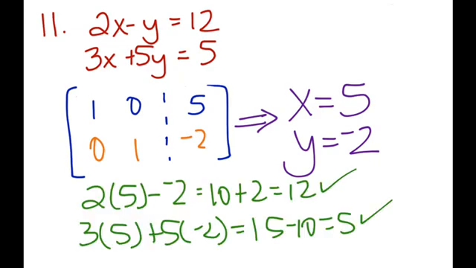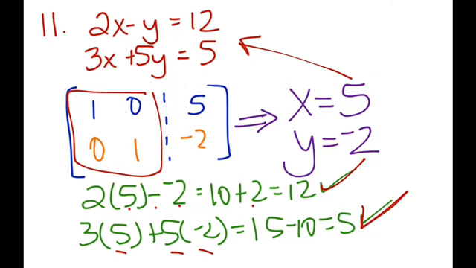Remember that we can check this by putting it back into our equation up above, and it has to work in both equations. So I've got my 2 times x minus y, and that's equal to 10 plus 2, and that's 12, and so that works. Then I'll do the 3 times my x and 5 times my y, and that's 15 minus 10, and that is 5, which is what I want it to be, so I have verified that that is true. And that's just a reminder about how to do row operations to get reduced row echelon form.